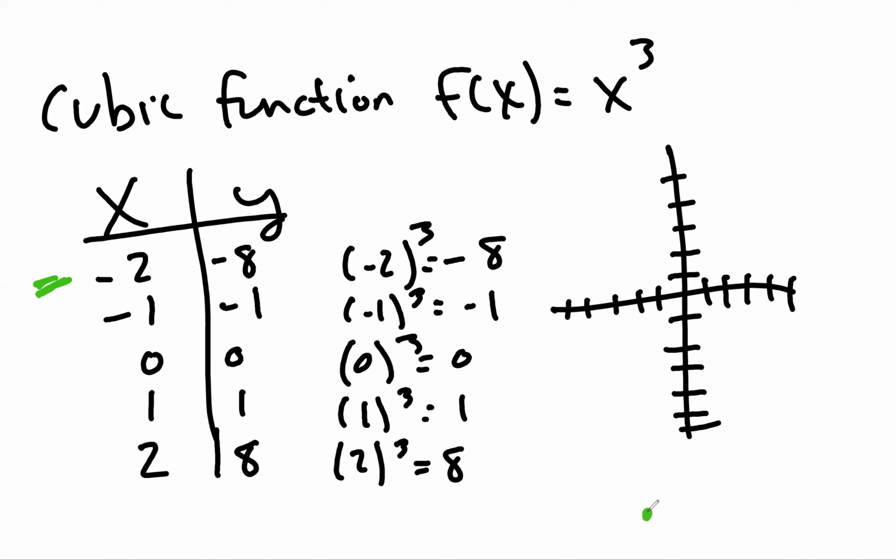So somewhere down here. And then I'm going to plot the point -1, -1. So at the origin, I'm going to go left 1, down 1. And then, of course, I have the vertex, which is 0, 0. And then I have the point 1, +1. And then I have the point 2, 8. So up here somewhere. Now, here's what happens.